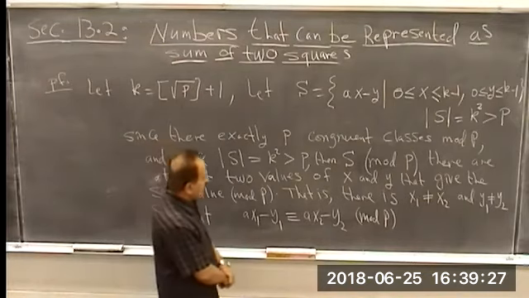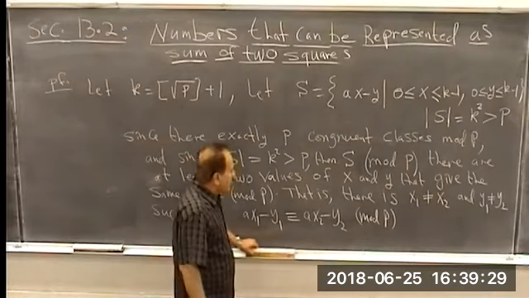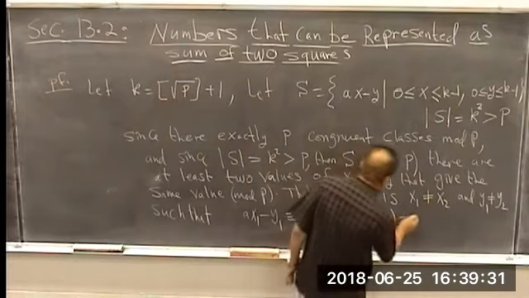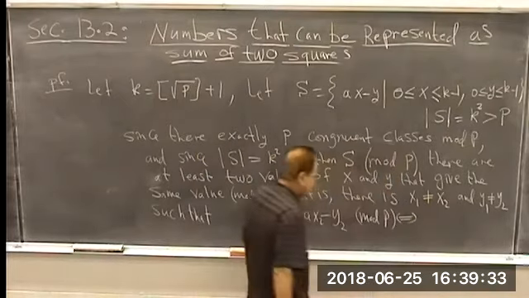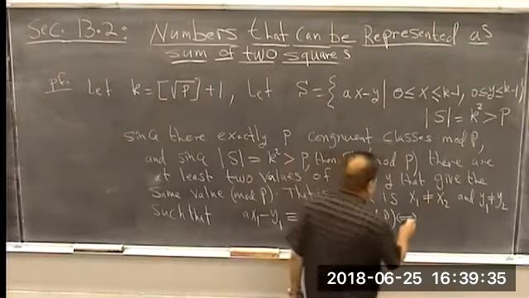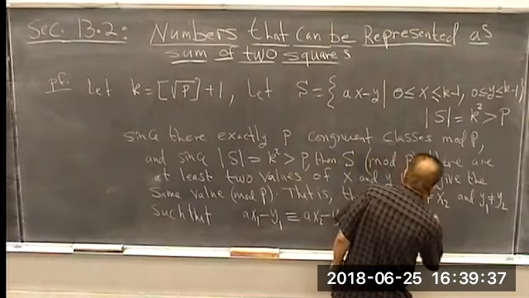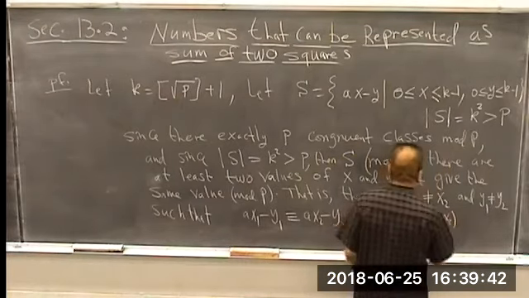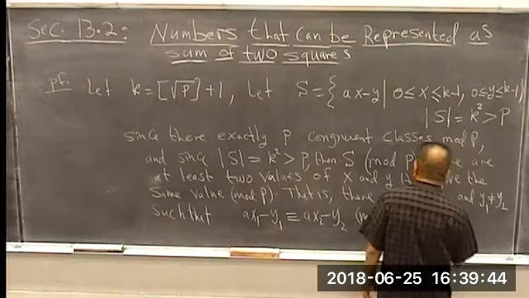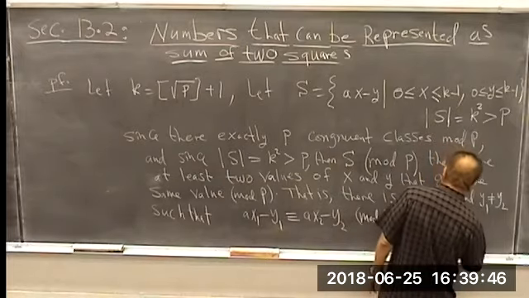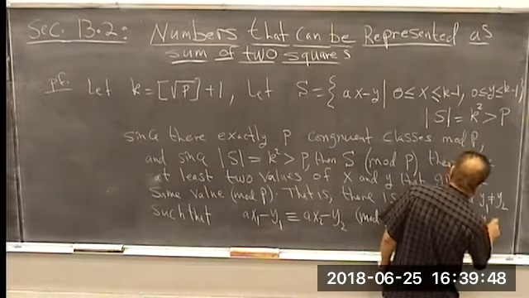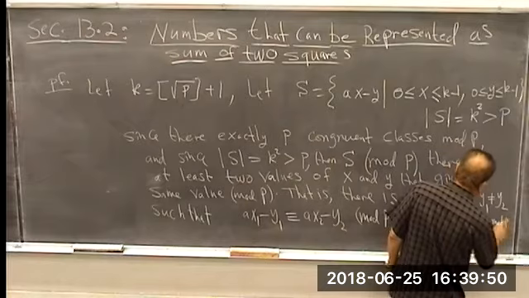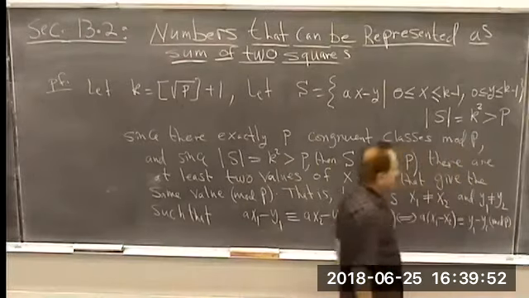All right. Now, this is equivalent to saying, basically, that a(x1 minus x2), because we're going to put the x's on one side, is congruent to y1 minus y2 mod p.